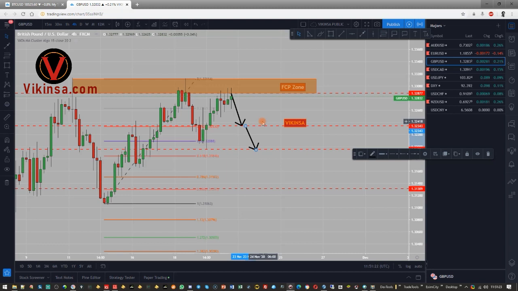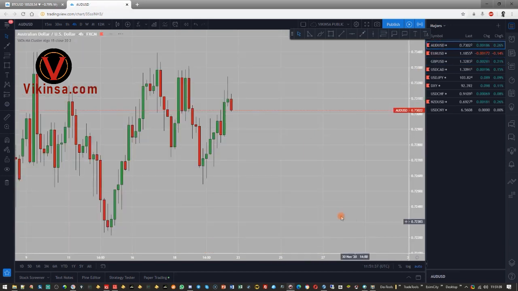So at each level we have an opportunity to go long or short depending on the confirmation that we have. So this is what we are looking for. This is also a possibility for the next week. Okay, so that's the GBP USD. Let's look at AUD USD.